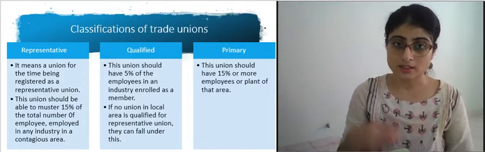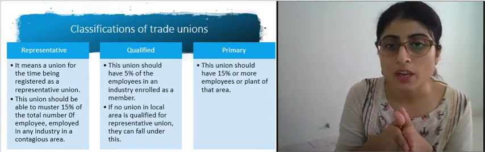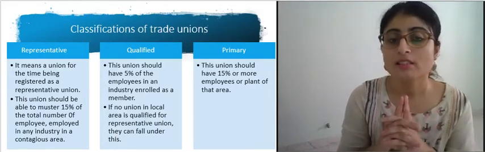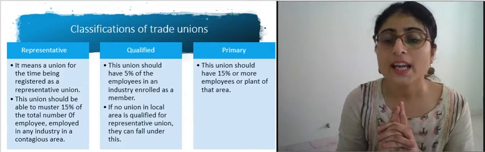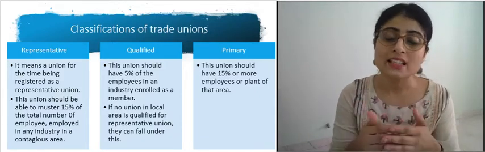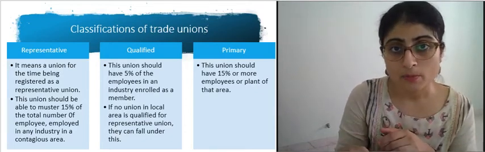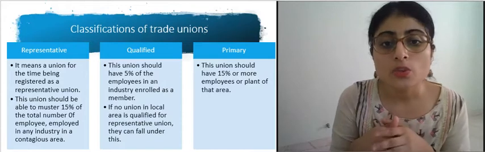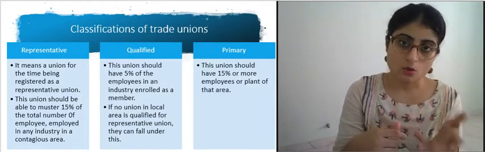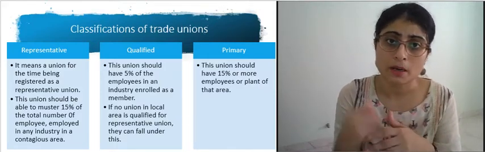As you can see on the screen, I have kept 3 different columns for the classification of the trade unions. The first one talks about the representative, the second one about the qualified, and the third one about the primary. Now, what are these kinds or classifications? Representative classification, my friends, means a union for the time being registered as a representative union. Qualified, of course, is for the time being in force registered as a qualified union, and primary, of course, as a primary union.